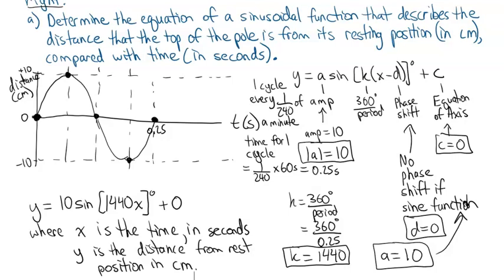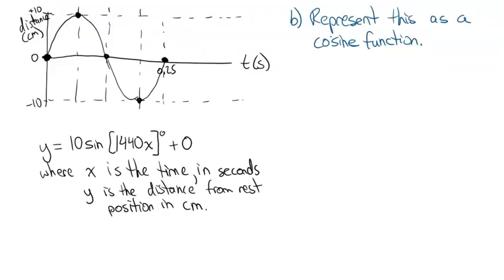Now let's look at a second part to this question. So part B of this is representing this as a cosine function. So there's the graph I drew. There's my sine equation that I had. So if I was to represent that as a cosine function, you'll notice here that I'd have to shift it over to the closest max or min, and the max here would be right there. Now that would be a quarter of a quarter. A quarter of a quarter is 1/16.